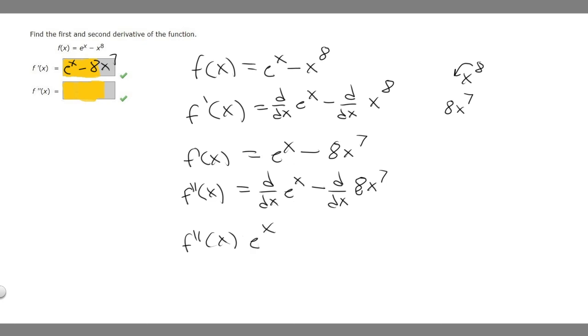Then we've got to find the derivative of 8x to the 7, so we're going to use the power rule again. So 8x to the 7, we move this out front and multiply, so 7 times 8 is 56, 56x, and then we subtract 1 from our exponent, so it's going to become 6. So e to the x minus 56x to the 6. So let's write that up here, e to the x minus 56x to the 6. And so this is going to be the first and second derivative of this function.